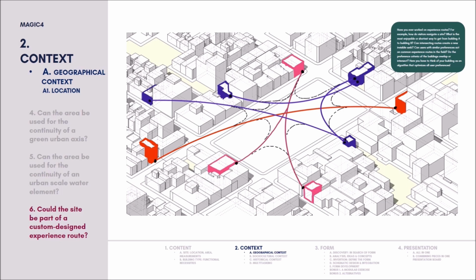Can users with similar preferences act on common experience routes in the field? Do the preference criteria of the buildings overlap or intersect? Here you have to think of your building as an algorithm that optimizes all user preferences.